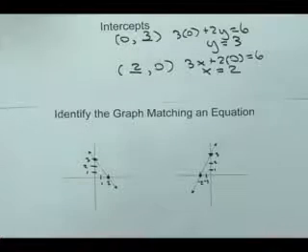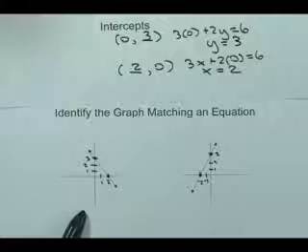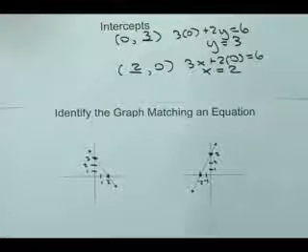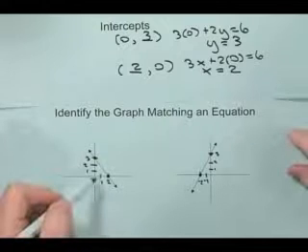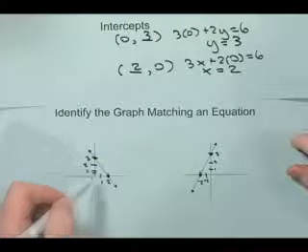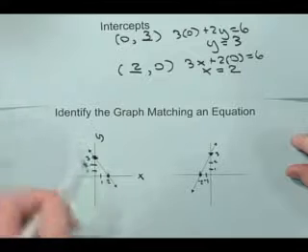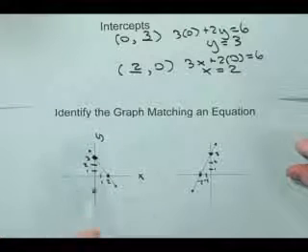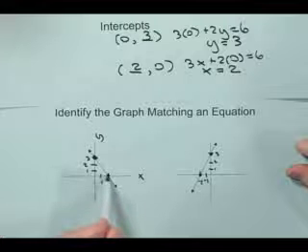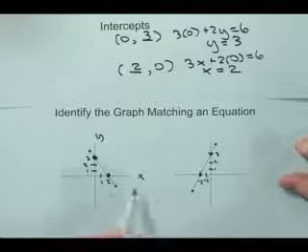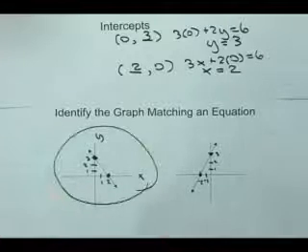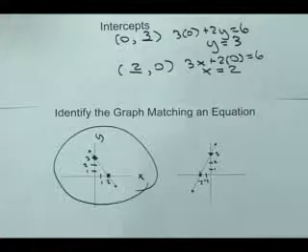So the slope alone will tell us that the picture on the left is our candidate for a graph that matches. Now let's look at the intercepts. Is the point 0, 3 on this graph? Well, x equals 0. I should label my axes here. And y equals 3. That's up here. It's on the graph. And x equals 2, y equals 0 is right here. So this equation must match the graph on the left.